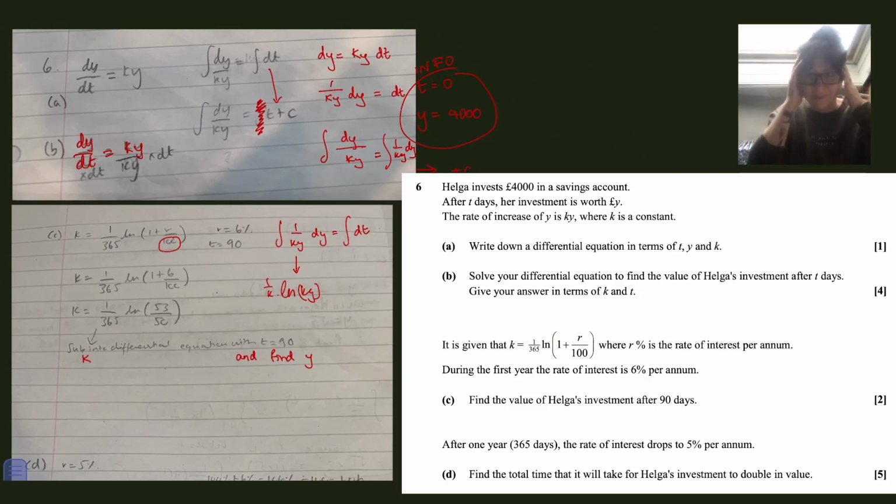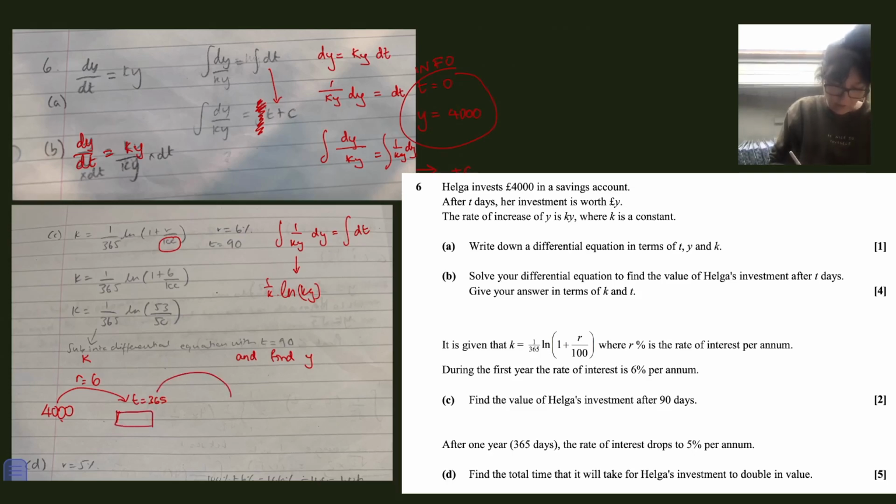No, but it's okay. It says after a year. So we've got to find the total time it will take. Okay, so we've got year 1, where R is 6, and it starts at 4,000, her investment. So we need to work out when T is 365, how much money is there actually in the bank? That's what we need to find out. Then another amount of time happens. We don't know how long, that's what we're trying to find, where R is actually now 5, and we want her investment to double from the initial 4,000.